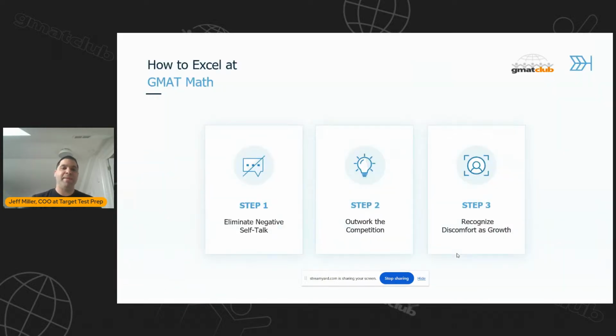Next, how to excel at math on the GMAT. So there's a lot of different ways to excel in math. From the X's and O's standpoint of learning the content, that stuff is pretty obvious. You have to learn about quadratic equations, you have to learn about rates, you have to learn about work, et cetera, et cetera. But what about the mental stuff?